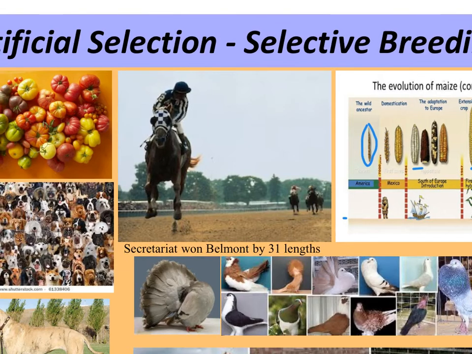But how is selective breeding or artificial selection like natural selection? Well, this is a horse, Secretariat. It was one of the greatest horses of all time. He won the Triple Crown, if you know anything about horse racing: the Kentucky Derby, the Preakness, and the Belmont, all in the same year. He was a 3-year-old, and he won the Belmont by the largest margin and the fastest time ever, and he won by 31 lengths.